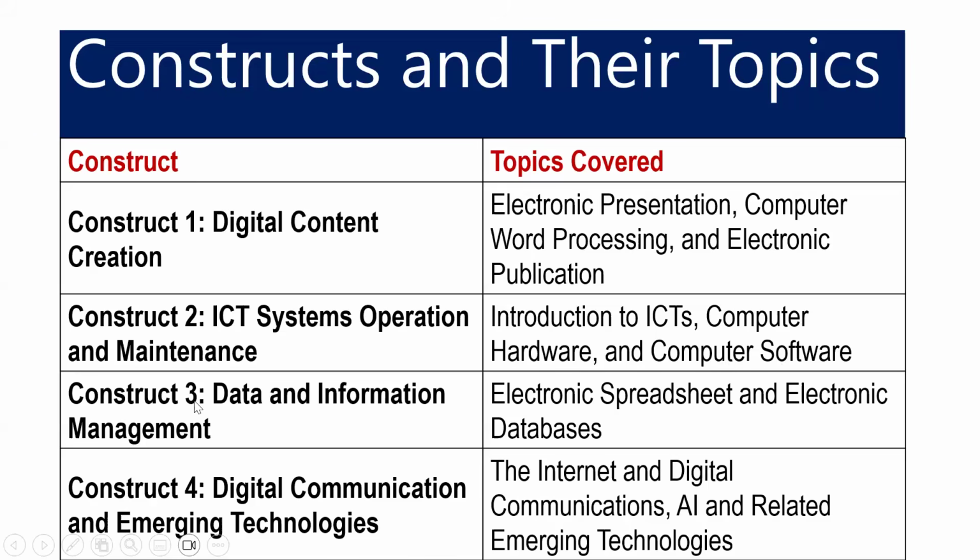Then construct 3, we look at data and information management, where the candidate should be exposed to electronic spreadsheet and electronic databases. Then construct 4, we look at digital communication and emerging technologies. For those that have spent more time on ICT paper 1, you have seen that item 2 and item 3 call more on this construct, where the learner should be exposed to the internet and digital communications, blending in AI and related emerging technologies, as we are going to be checking together.